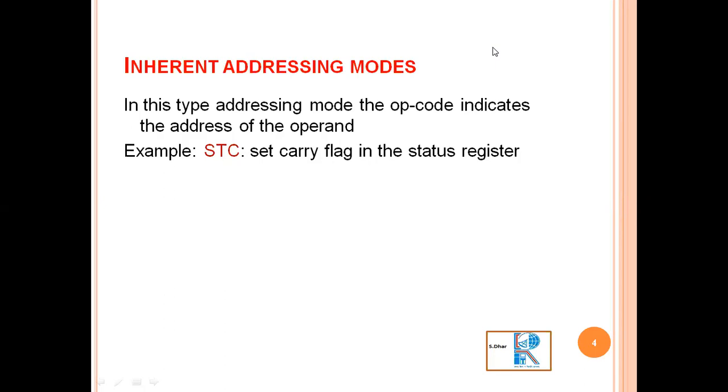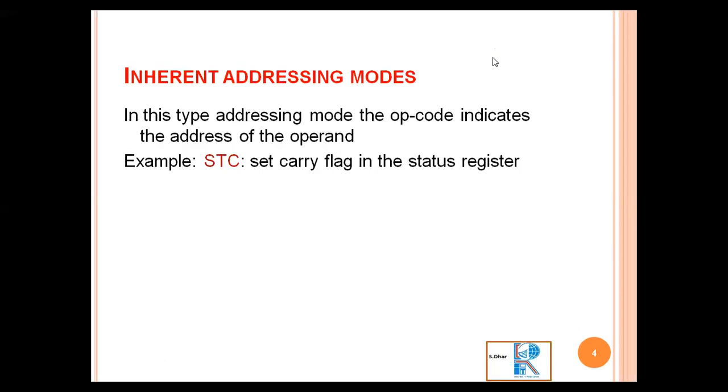So here the address is mentioned within the instruction. So this is called inherent addressing mode. There is no requirement of a separate address for that instruction. That means only if you mention the opcode, the processor will understand that it has to check the status register, which is a special purpose register. Whenever we use this type of instruction, the addressing mode is called the inherent addressing mode. That means the address is mentioned in the instruction itself.